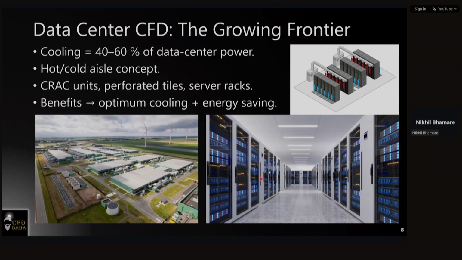So since it is continuously running, it generates heat, and it releases heat into this room, and that heat should be removed successfully in order to keep this data center room cool. And that's why there are different mechanisms to remove heat from the room. But all those mechanisms require 40 to 60% of the total power to just keep this room cool.